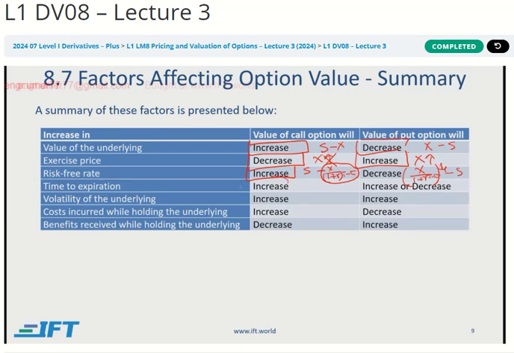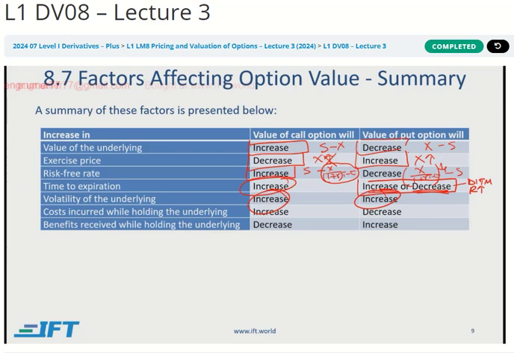Time to expiration is definitely positive for the call option, but could be positive or negative for the put option. If the put is deep in the money and the risk-free rate is high, then it will be inversely related. Volatility is good for both.